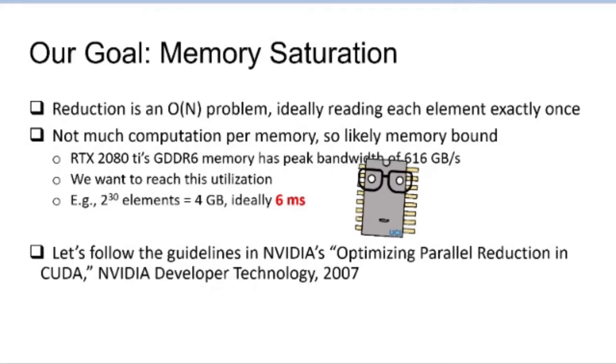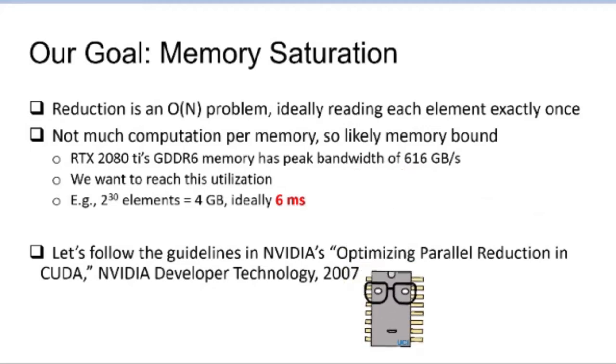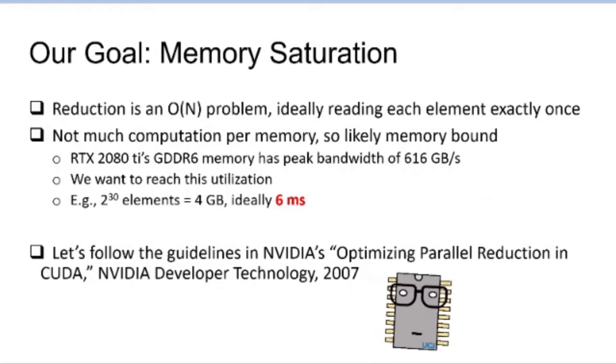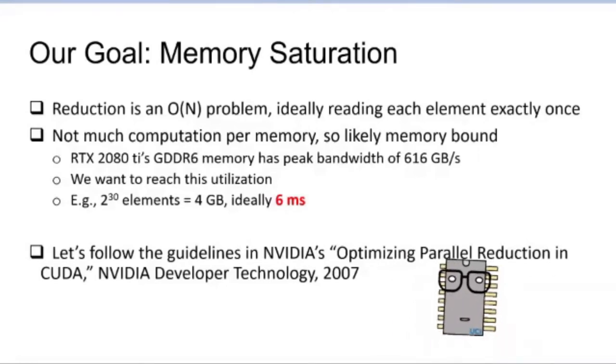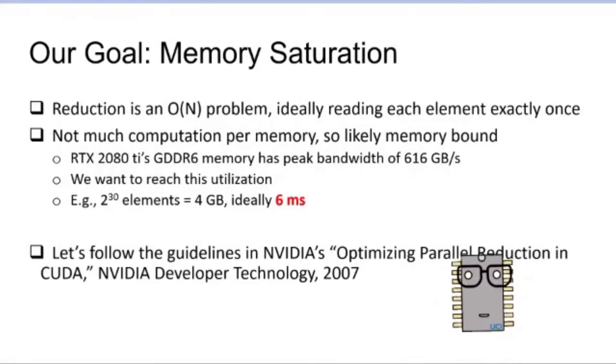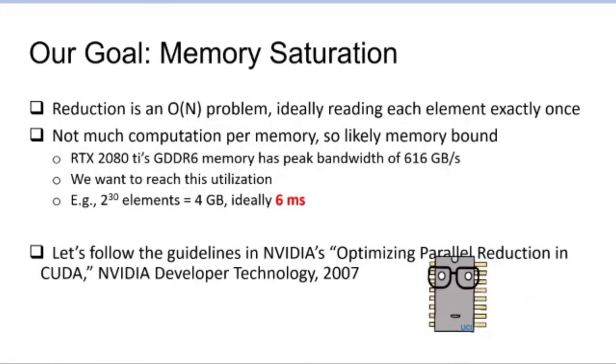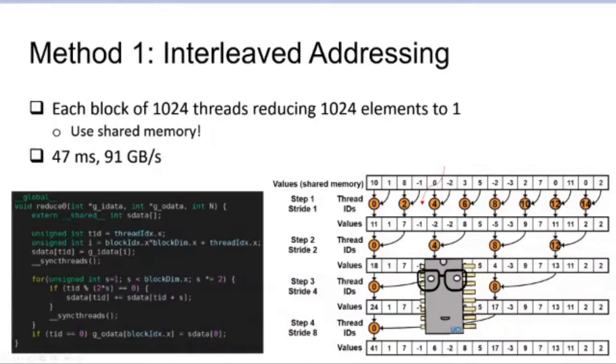So to guide the way to discovering the best way to do this, we're going to follow the guidelines from NVIDIA's document for optimizing parallel reduction in CUDA. This is a fairly old document. It was built back in 2007, so 14 years ago already. So the numbers there were kind of old. It was running on one of the original GPU hardwares with CUDA support. So yesterday I went and actually tried running everything on the RTX 2080 Ti and gathered new numbers. So hopefully this will be more fitting to the modern age.